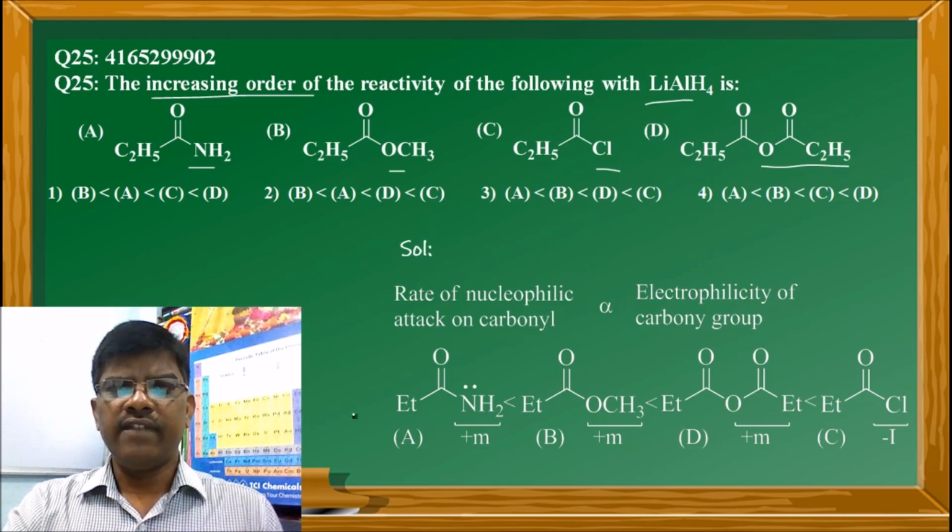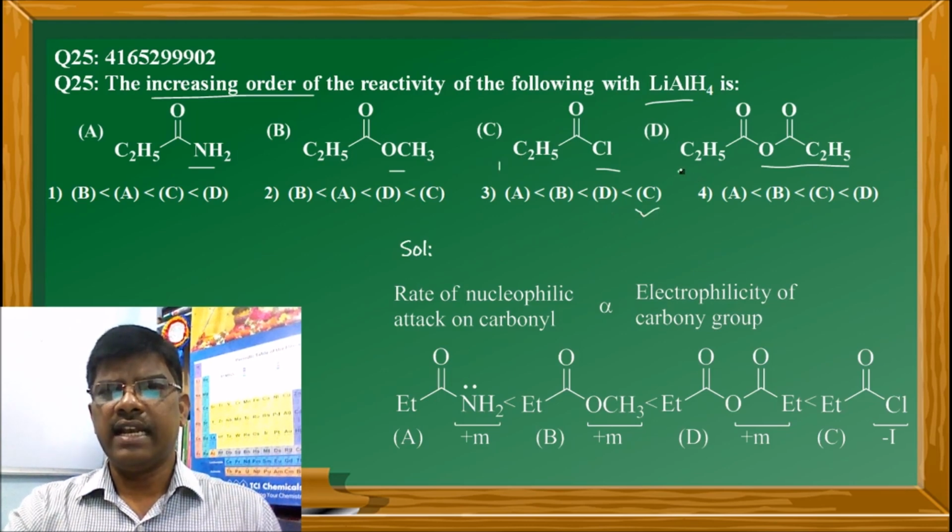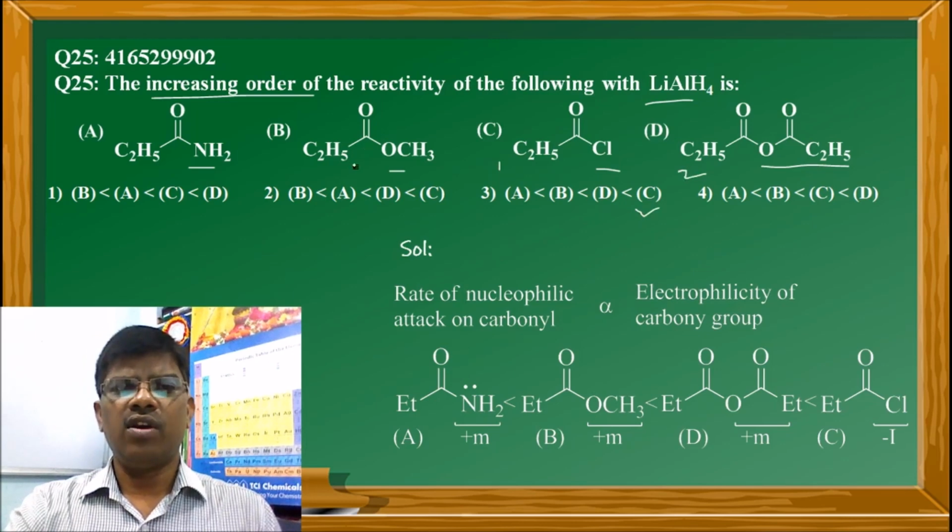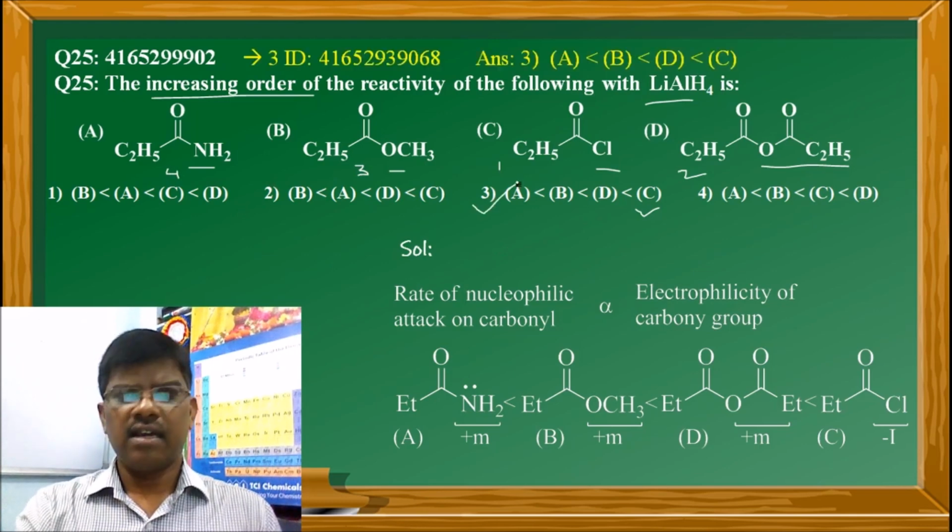So the reactivity order of these carbonyl compounds against lithium aluminum hydride reduction is as follows. The acyl chloride reacts very fast, right friends? This is 1, followed by D, that is anhydride, in second place, followed by ester 3, and lastly the amide reacts very slow. So option number 3 is the correct option, friends.